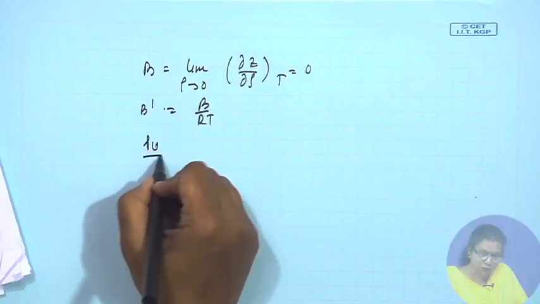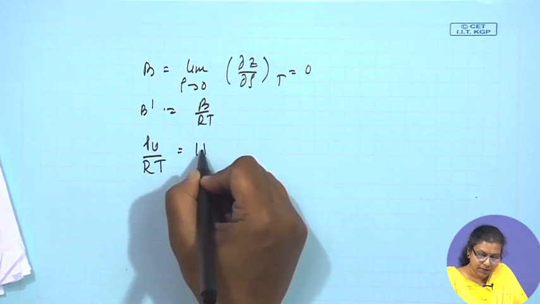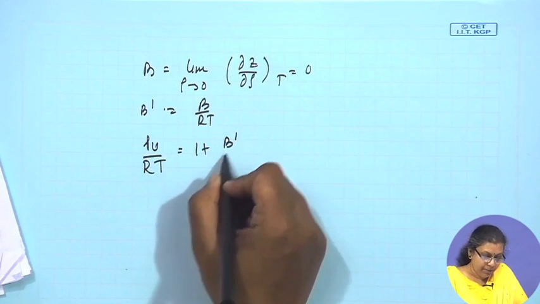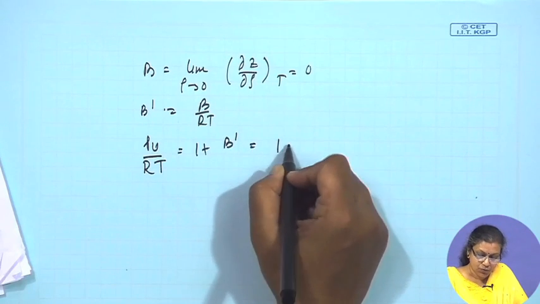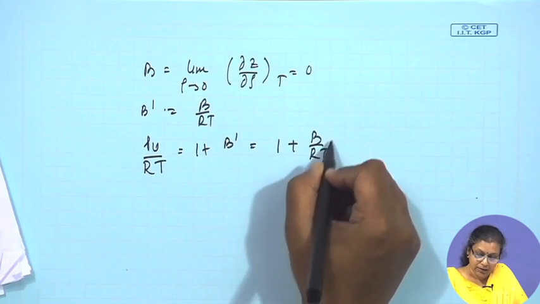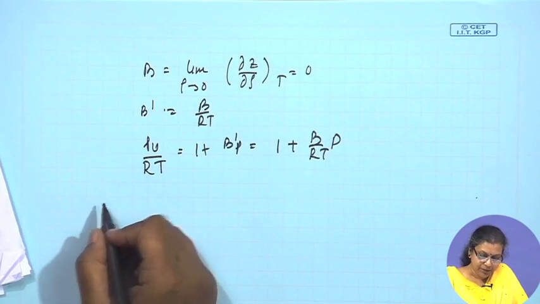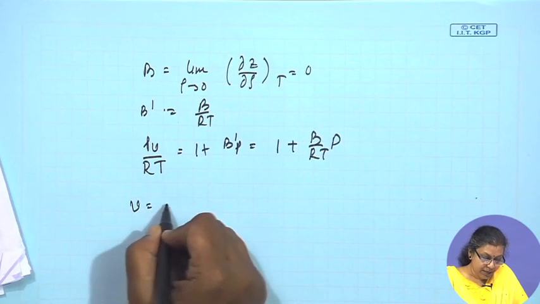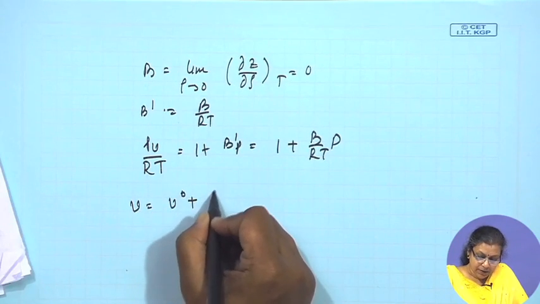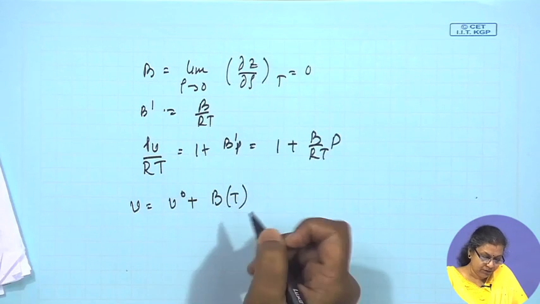So, naturally finding out the first virial constant is quite important, and there is a very easy way by which we can find it out. For understanding the very easy way, we refer to the basic equation. This is Z equals B prime P, which equals 1 plus B by RT into P. Agreed? Now, if you multiply both sides by RT by P, what do we get? We get V equals V0 plus B as a function of T.